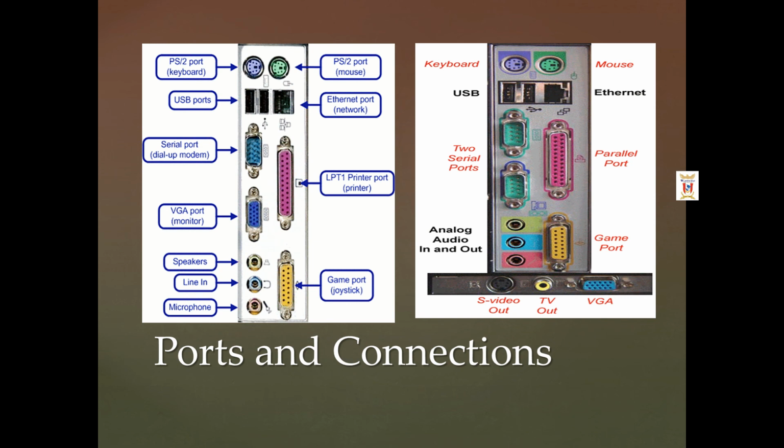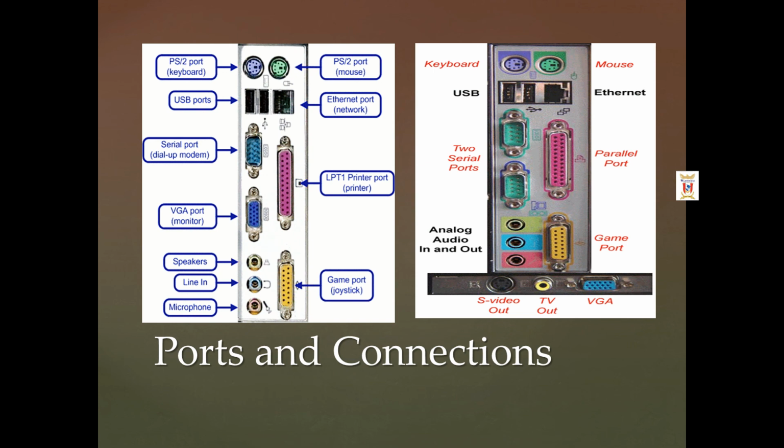Next one is the Ethernet port. An Ethernet RJ45 connector looks like a telephone line RJ11 connector. It is used to connect the computer to a wired network. The network cable is attached to this port.